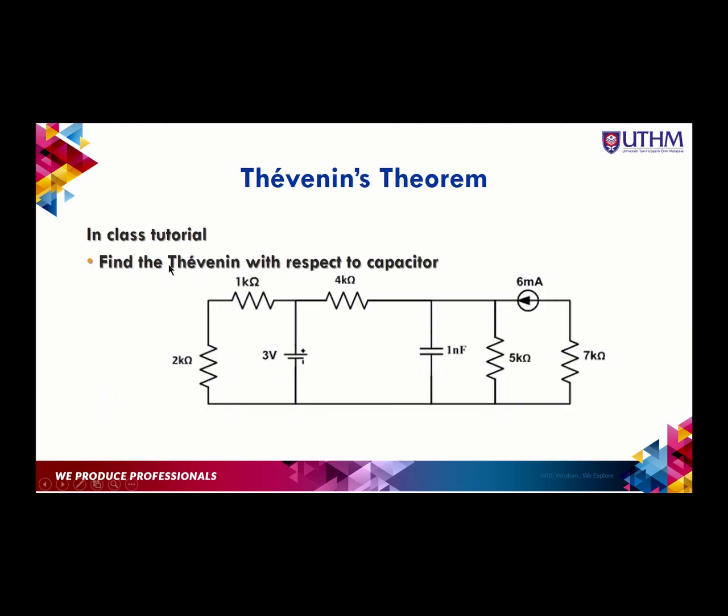I end this session with this in-class tutorial, where I would like you to find the Thevenin equivalent with respect to the 1 nanofarad capacitor. Here you have the 3 volt independent voltage source and 6 milliampere independent current source, and please try to determine the R Thevenin and V Thevenin for this circuit.